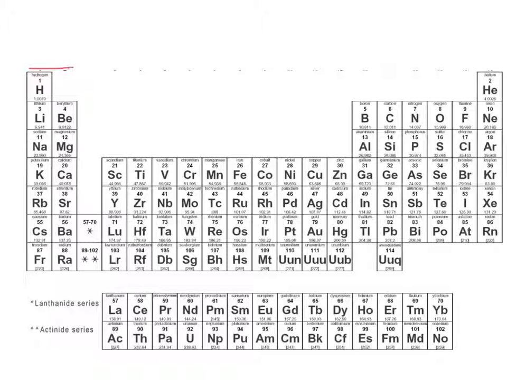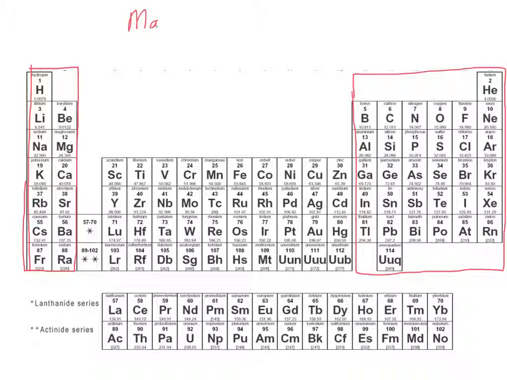And those consist of the first two columns and the last six columns. So that's 8 columns or 8 groups in all, and those are called the main groups. And recall the division between metals and nonmetals, and you will see that the main groups contain some metals and all of the nonmetals.